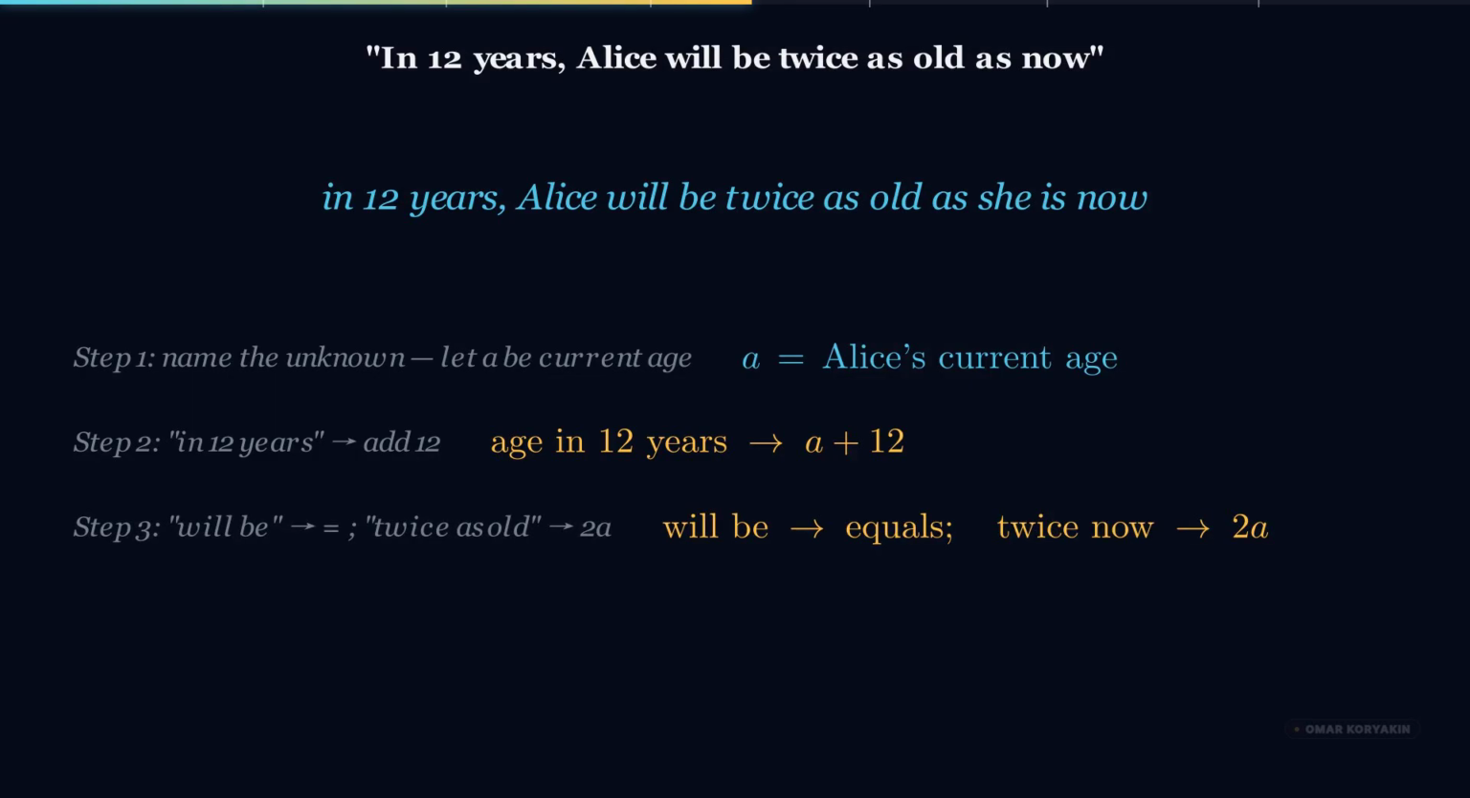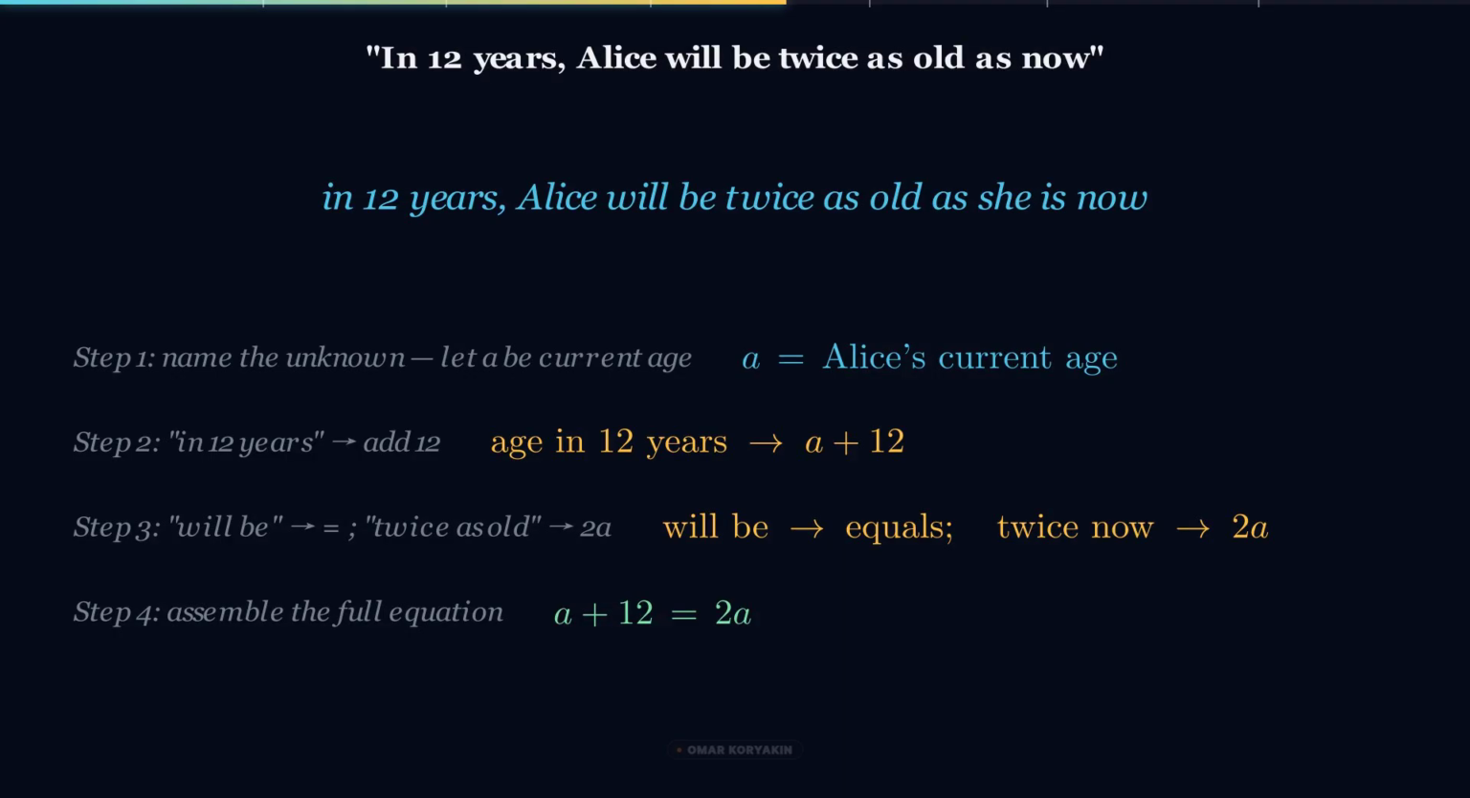From the trap library lesson, twice as many means the multiplier attaches to the smaller quantity, which here is her current age A. Twice her current age is 2A. So the right side of the equation is 2A, and the full equation reads A plus 12 equals 2A. Step 4. The equation A plus 12 equals 2A is the clean translated form ready to solve.